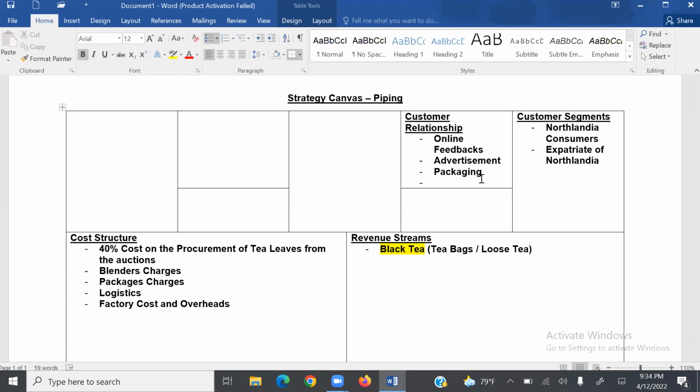And one more thing I can specifically say is word of mouth, because the expatriates in Northlandia would definitely have got this product due to word of mouth. And then the next thing is the sales channel, because you may have everything, but you need to be able to deliver the product directly to the consumers.